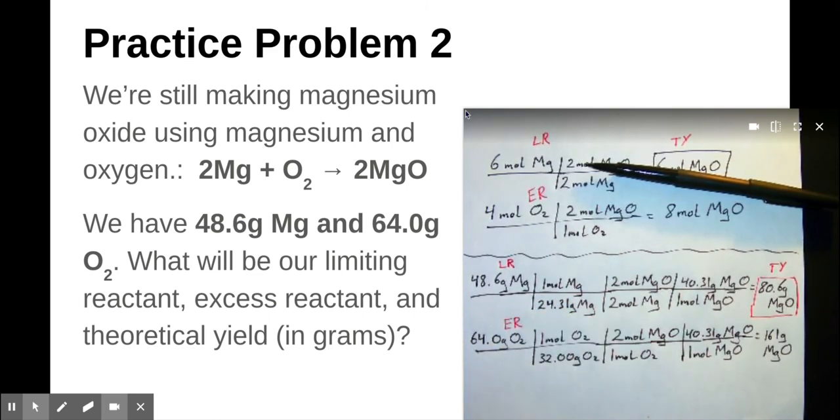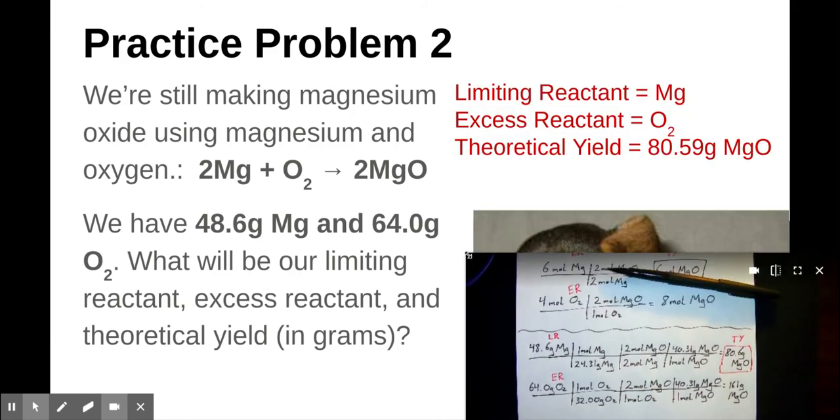There's going to be a bunch of oxygen left over because you've got enough of it to make 161 grams of magnesium oxide, but we're only going to make 80.6. So hopefully that's what you got in your calculations as well.